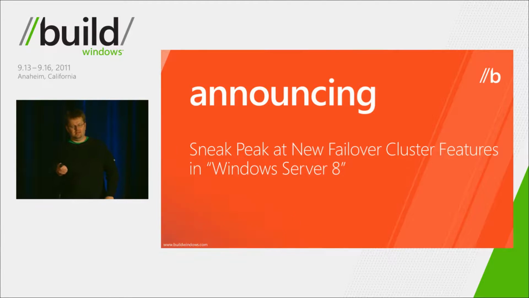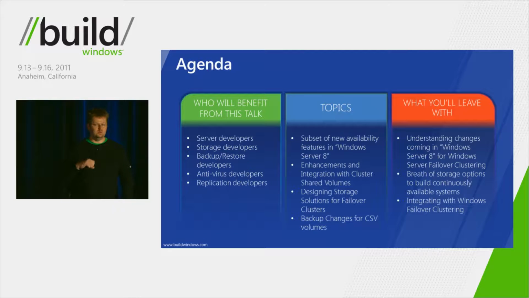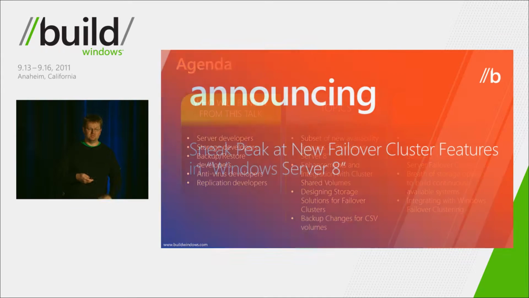Just to back up, I'm going to do a little bit of a feature overview. Then I'm going to talk about integrating. We did a lot of changes in cluster shared volumes, so I'm going to talk about changes in cluster shared volumes and integrating with CSV in Windows Server 8. And then I'm going to talk about changes around backup, and then a lot of general ISV changes around our API at the end. For people who are working with clustering, this will be interesting too.